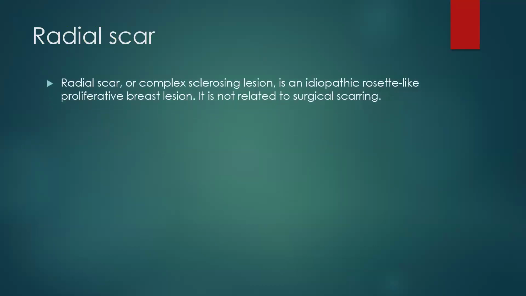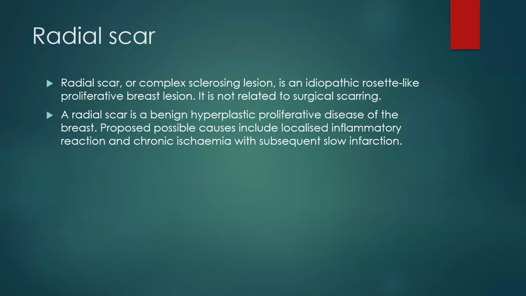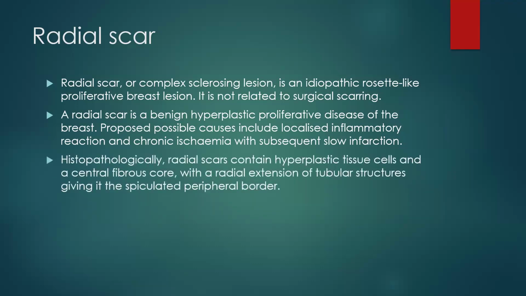Radial scar or complex sclerosing lesion is an idiopathic rosette-like proliferative breast lesion. It is not related to surgical scarring. A radial scar is a benign hyperplastic proliferative disease of the breast. Proposed possible cause in this situation includes localized inflammatory reaction and chronic ischemia with subsequent slow infarction taking place. Histopathologically, the radial scar contains hyperplastic tissue cells and a central fibrous core with a radial extension of tubular structures, giving it the spiculated peripheral border.